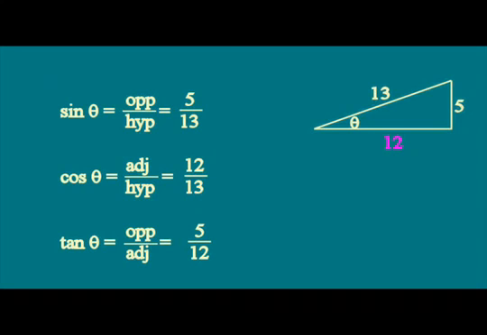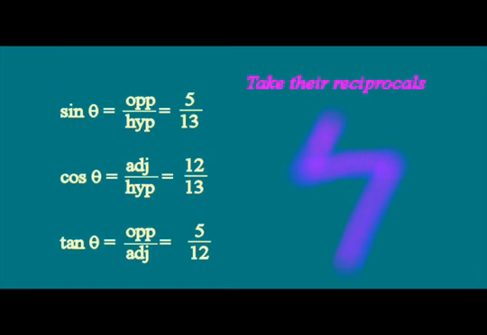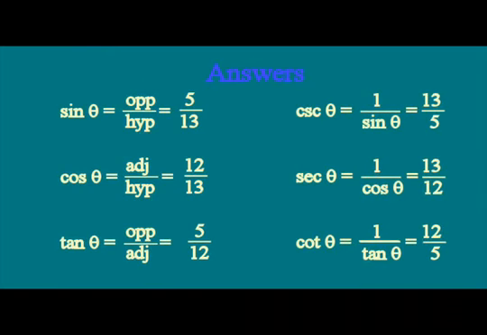Now let's take the reciprocals of those. 1/sine is the cosecant, so that's 13/5. Secant is 1/cosine, that's 13/12. Cotangent is 1/tangent. We get 12/5. That's it.